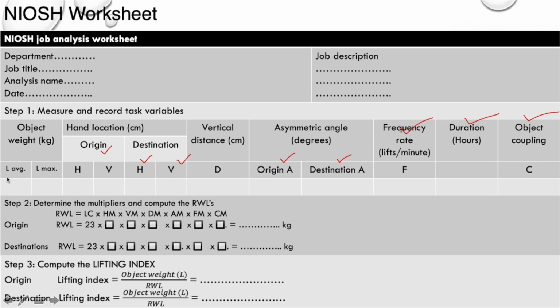So the initial thing in this worksheet is to write down which department it is. Suppose warehouse 1, the job is lifting ketchup boxes.